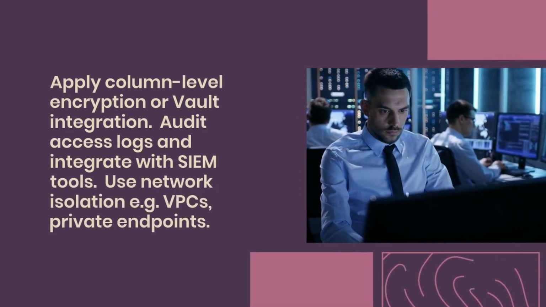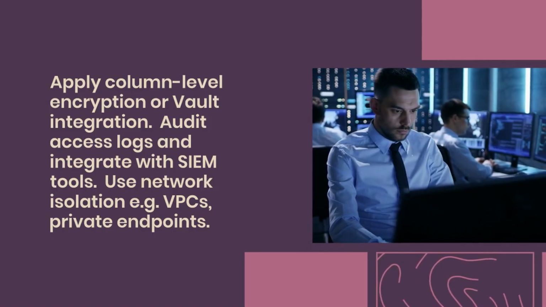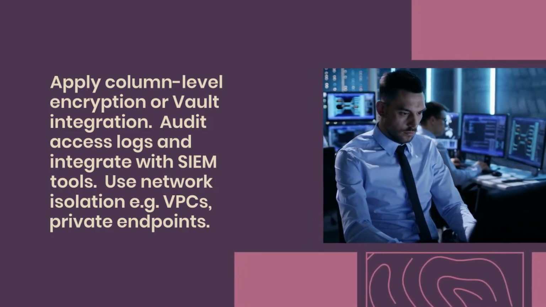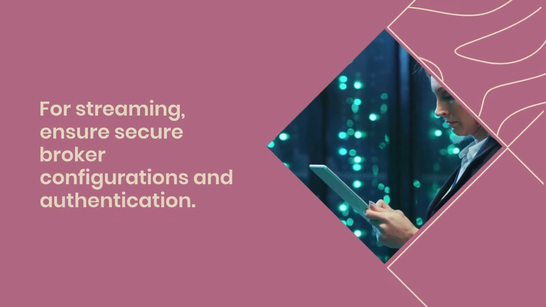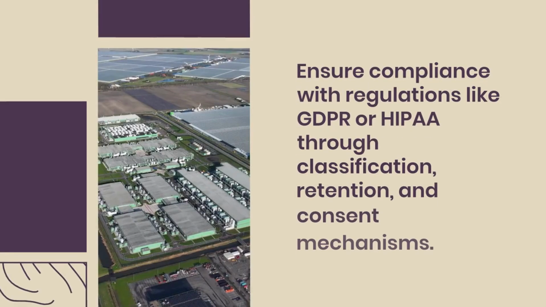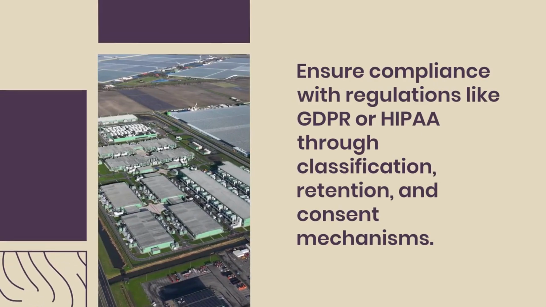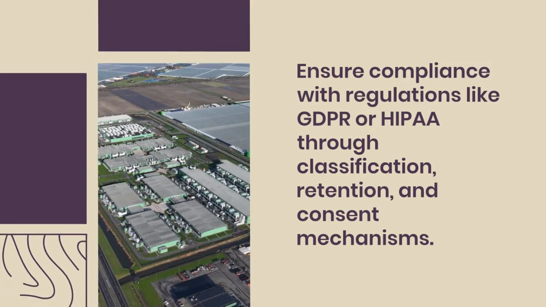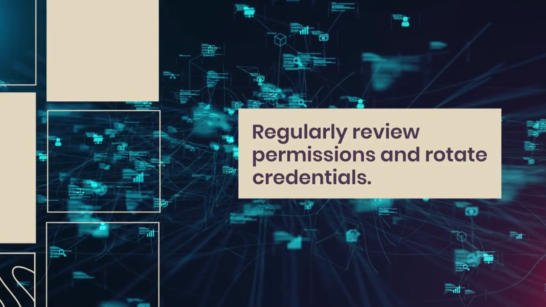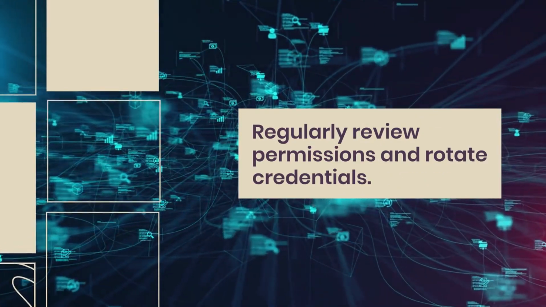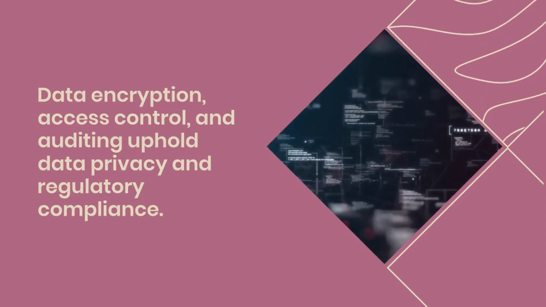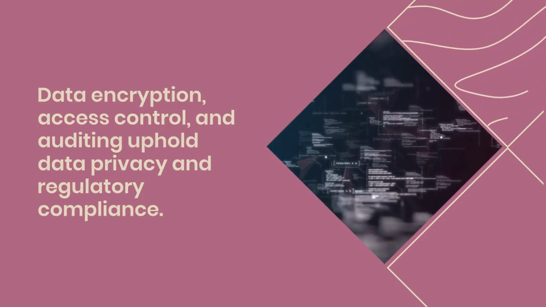Audit access logs and integrate with SIEM tools. Use network isolation, e.g. VPCs, private endpoints. For streaming, ensure secure broker configurations and authentication. Ensure compliance with regulations like GDPR or HIPAA through classification, retention, and consent mechanisms. Regularly review permissions and rotate credentials. Data encryption, access control, and auditing uphold data privacy and regulatory compliance.